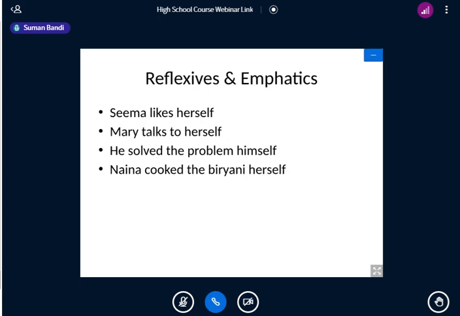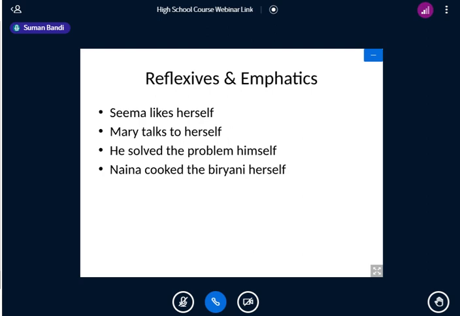Herself is the answer. But look at the third sentence. He solved what? The problem. So what is the object of the sentence? The problem. Next, Naina cooked biryani. Naina cooked what? Biryani. The object. So clearly, in the third and fourth sentences, himself and herself are not the objects, because there is some other object in the sentence.